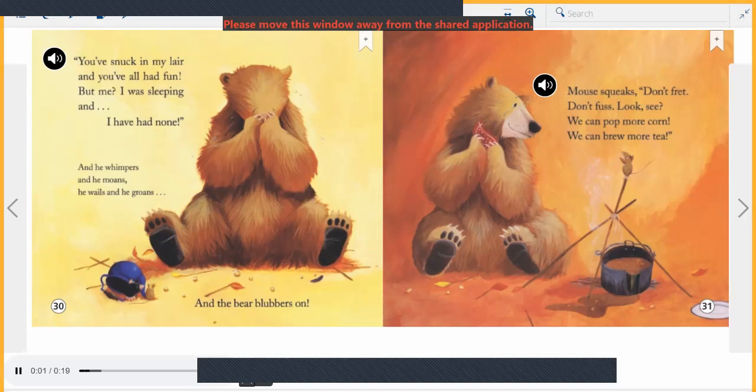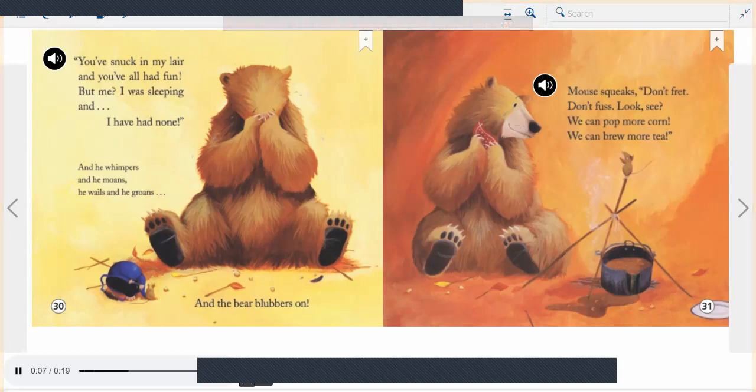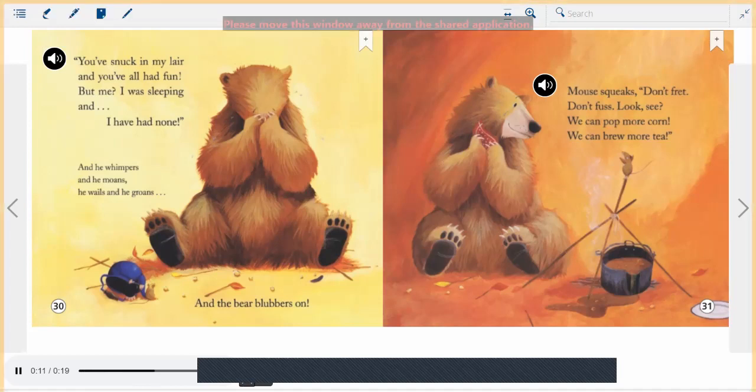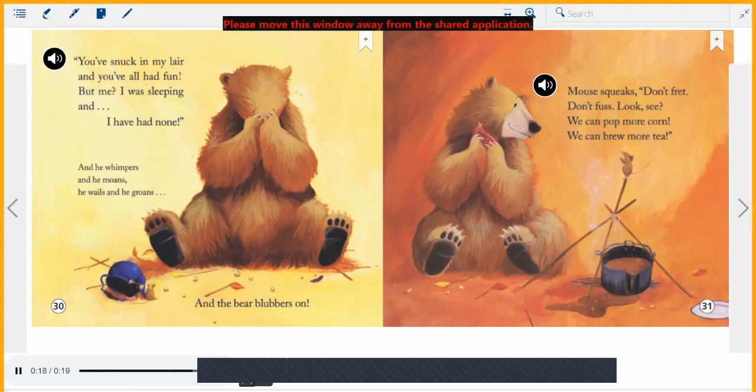You've snuck in my lair and you've all had fun. But me, I was sleeping and I have had none. And he whimpers and he moans. He wails and he groans, and the bear blubbers on.